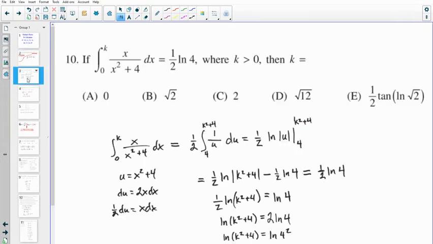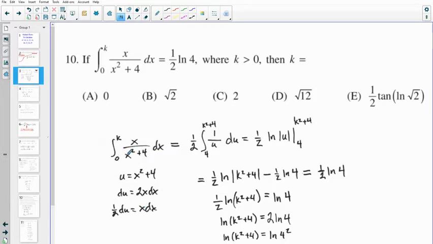The next question to look at is number 10. A few people asked about this one. And this looks to me like a U substitution integral, just a different way of asking about something like that. It's not just what is the antiderivative, but it's more evaluating it and then solving for the value of k. But the integral itself is a pretty straightforward U substitution.